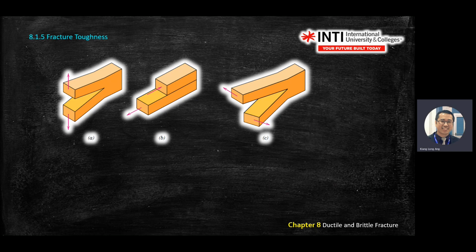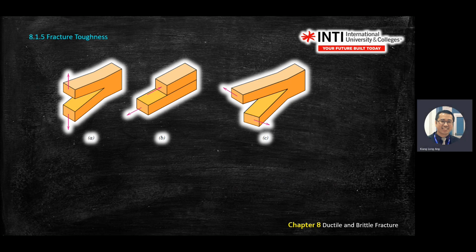By looking at the picture, what is happening to the object? A, pulling both sides, the crack goes in this direction. You pull, but it goes in this direction. Then this one is also shear. This is called shear loading.